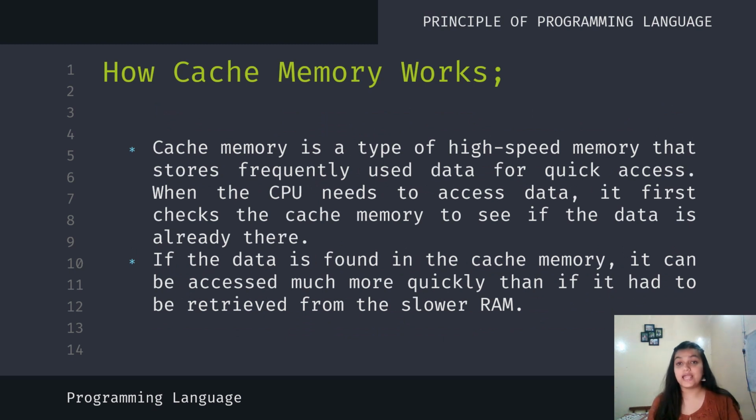Cache memory is a type of high-speed memory that stores frequently used data for quick access. When the CPU needs to access data, it first checks the cache memory to see if the data is already there. If the data is found in the cache memory, it can be accessed more quickly than if it had to be retrieved from the slower RAM. This is how a computer works at a very high speed.